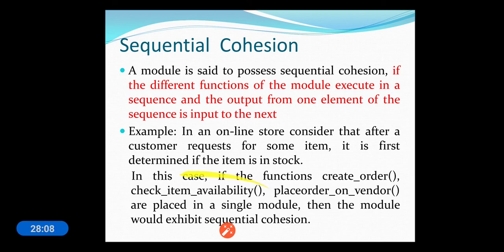Okay, so if it is available, then you need to place an order, place order on vendor. What will you place? Whatever output you got from check item availability is now taken as an input by this function, and using that input we place an order. So now the create order output is nothing but the mobile phone. The same mobile phone is given as an input to check item availability, and based on its output, we go for place order on vendor. So here the functions are executed in a sequential manner, and at the same time the output of one function is given as input to its immediately next function.